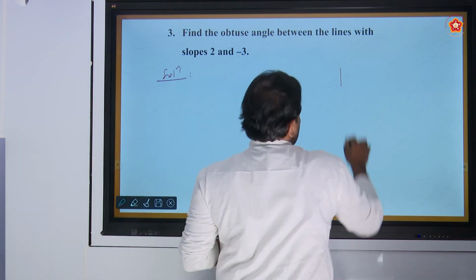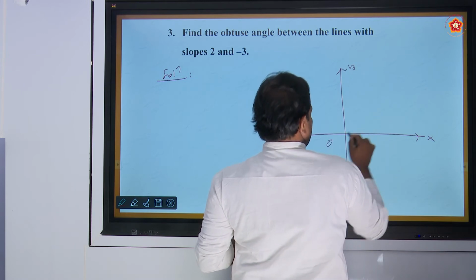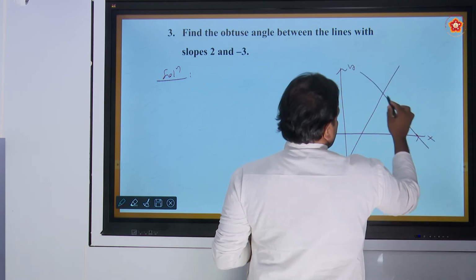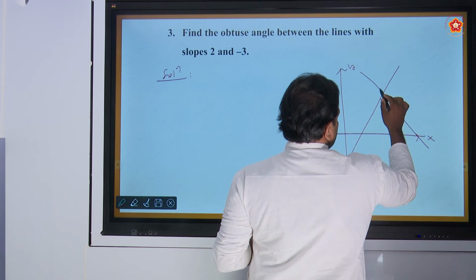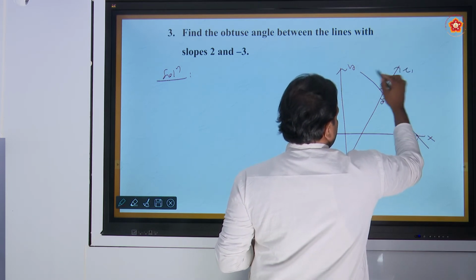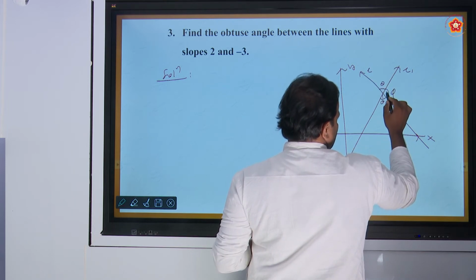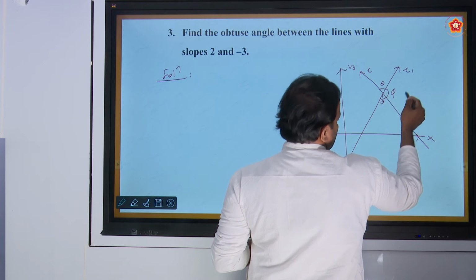See what happened here. Suppose this is the x-axis. In the theorem I drew this same figure, no? This is the acute angle, suppose theta. This is phi, the obtuse angle, with lines L1 and L2. First find theta, that is the acute angle. You can easily find the obtuse angle.